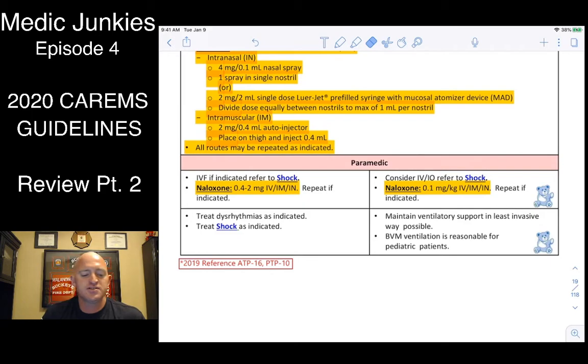Now for our dosing, it's gonna be 0.4 to 2 milligrams IV, IM, or IN, okay? For kids, it's gonna be 0.1 milligram per kilo. Remember, when we're giving Narcan, the goal is just to give them enough to where they start breathing on their own, okay? The goal is not to slam them with Narcan and snap them awake. We know that's gonna send them into like instant withdrawals, vomiting, bowel movements, they're gonna be combative, okay?